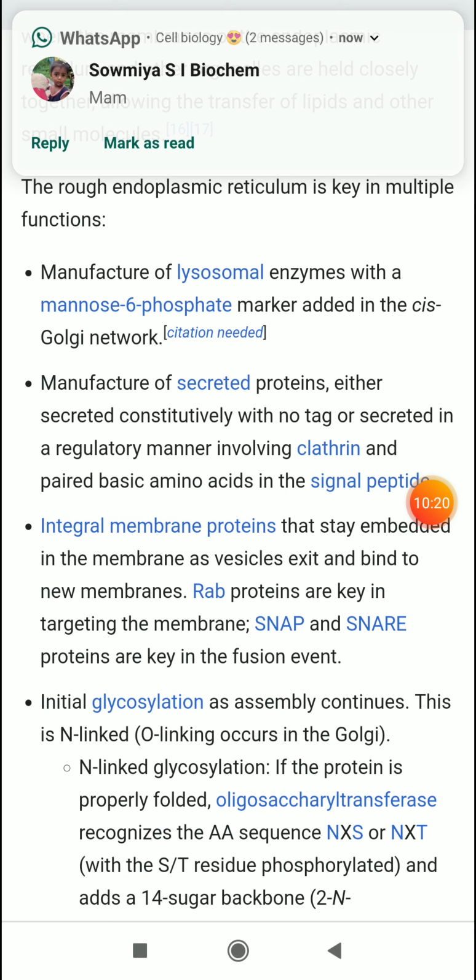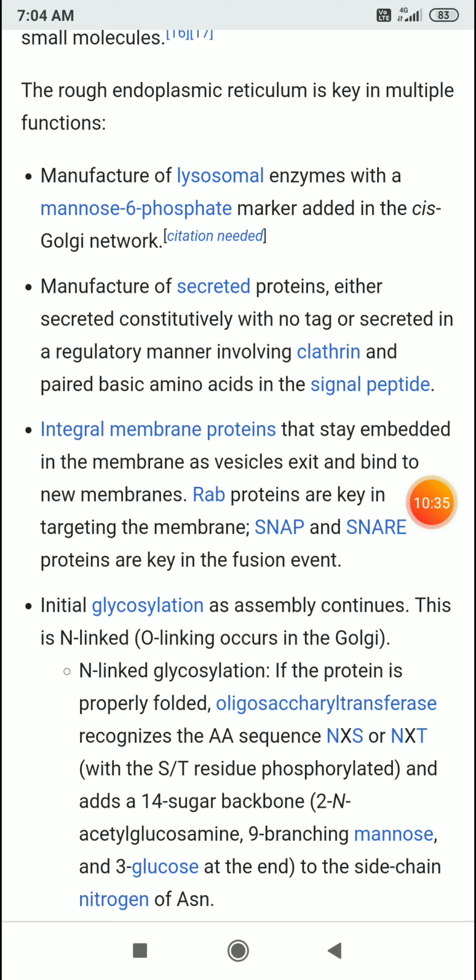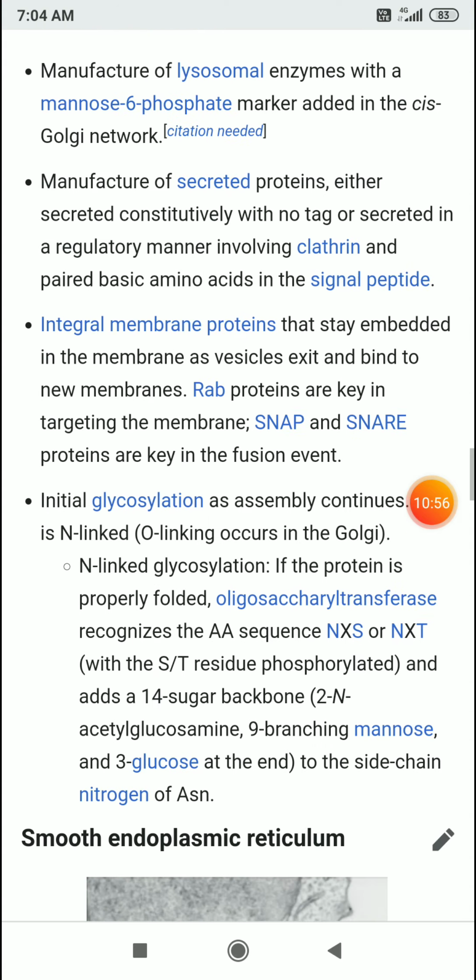Manufacture of secreted proteins, either secreted constitutively with no tag or secreted in a regulatory manner involving clathrin and paired basic amino acids in the signal peptide. Integral membrane proteins stay embedded in the membrane. Rab proteins are key in targeting the membrane. SNAP and SNARE proteins are key in the fusion events.